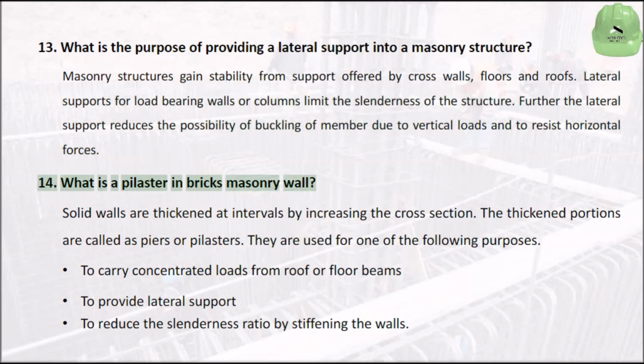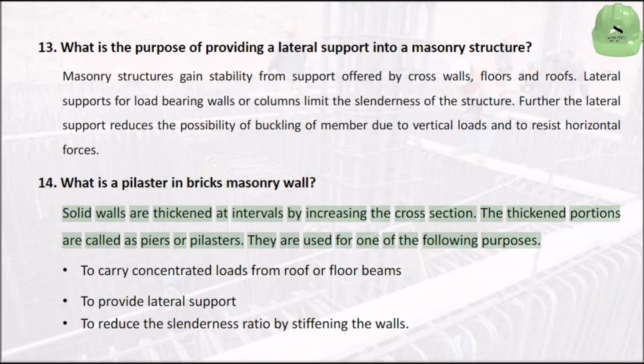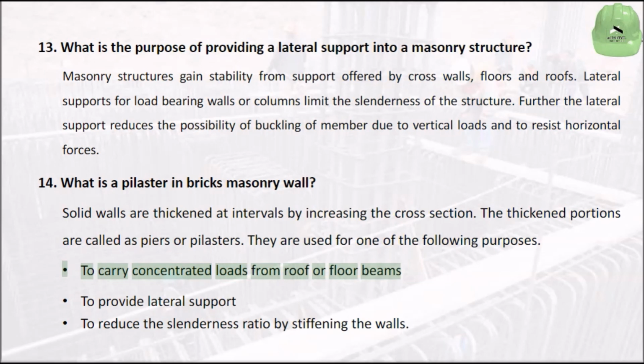What is a pilaster in a brick masonry wall? Solid walls are thickened at intervals by increasing the cross-section. The thickened portions are called piers or pilasters. They are used for one of the following purposes: to carry concentrated loads from roof or floor beams, to provide lateral support, to reduce the slenderness ratio by stiffening the walls.